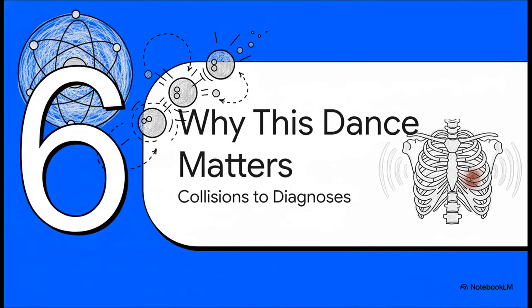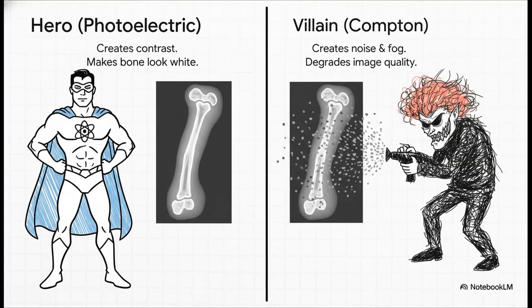So let's bring this all home. We've been deep in the weeds talking about atomic shells and cosmic billiards. Now, let's connect this whole microscopic dance directly to that image a doctor is looking at to make a life or death decision. Here it is, the whole story in a nutshell. The photoelectric effect is the hero. Because it's so insanely dependent on that Z number, it happens way more in bone than in soft tissue. More photons get absorbed in bone, which means fewer photons hit the detector behind it, and that's why bone looks bright white. That difference in absorption is what creates the image. It's where all the useful contrast comes from.